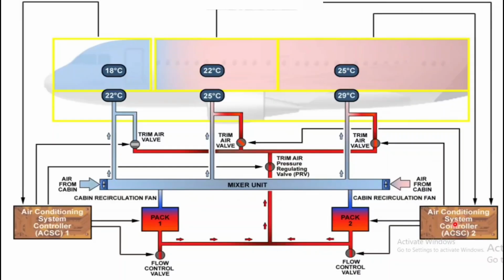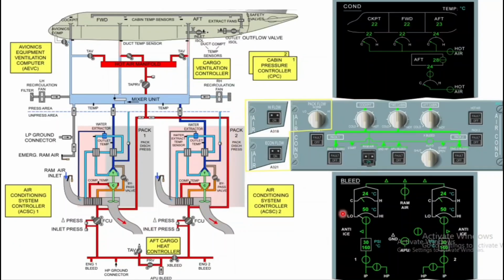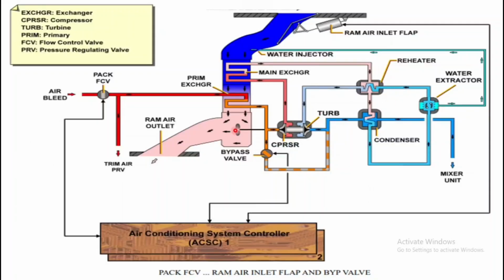I have already uploaded a video about the temperature sensors of the cabin and cockpit area. And here you can see the trim air valve for the forward cabin and aft cabin is controlled by ACSC2, and pack 2 is controlled by ACSC2, pack 1 is controlled by ACSC1, and the same FCV is also controlled by ACSC1, and pack 2 FCV is controlled by ACSC2. So this is just a general schematic diagram, and I hope you have understood very nicely. This is your hot air push button. We'll go into detail about this panel in the last video. So here you got complete information about the air conditioning system.